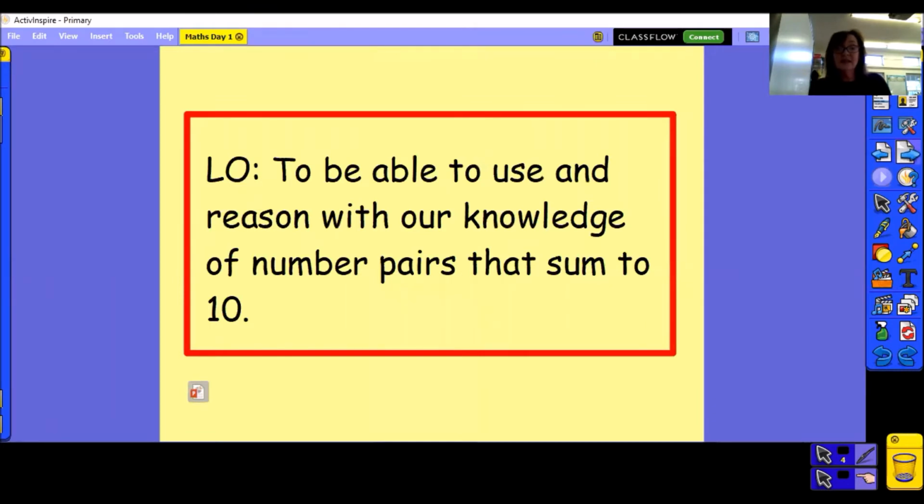So today our lesson is to be able to use and reason with our knowledge of number pairs that sum to 10. That means using the number bond information that we have learned to help us work out trickier problems without having to use our fingers or do lots and lots of writing, which is good. Let's have a quick look at the PowerPoint.